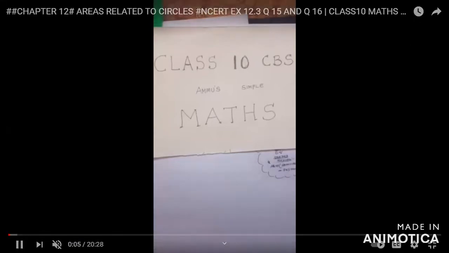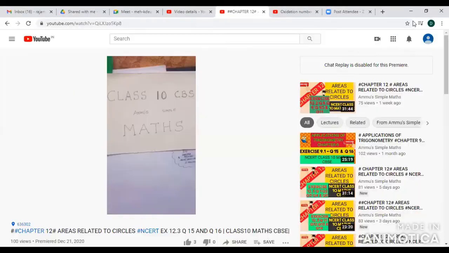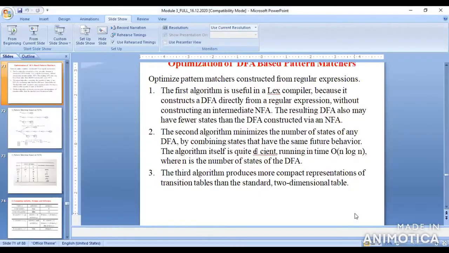This is the same procedure. According to the procedure only, you have to solve the problem. This is the procedure for how to solve the problem in NFA to DFA, the conversion of NFA to DFA. I think you got the idea clearly about how to do the problem.